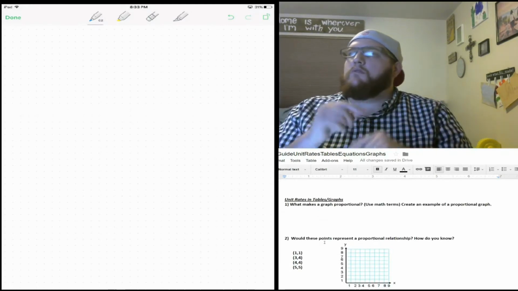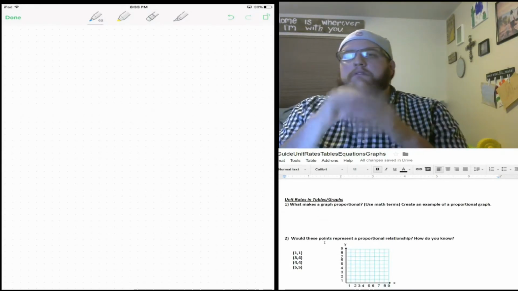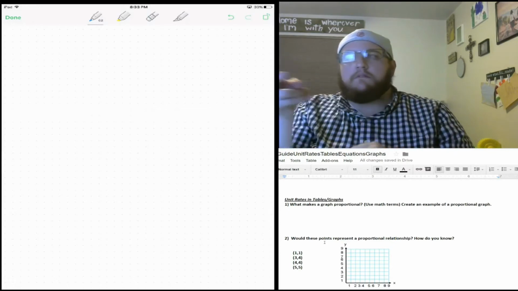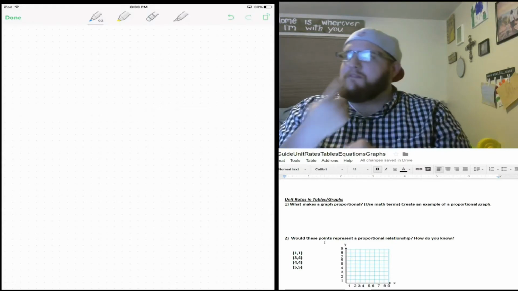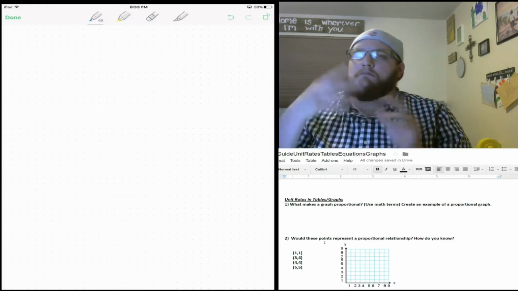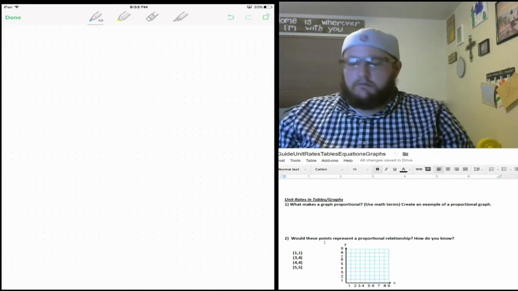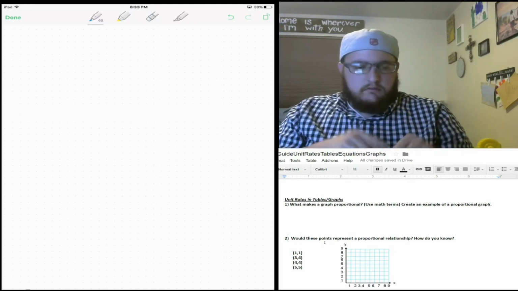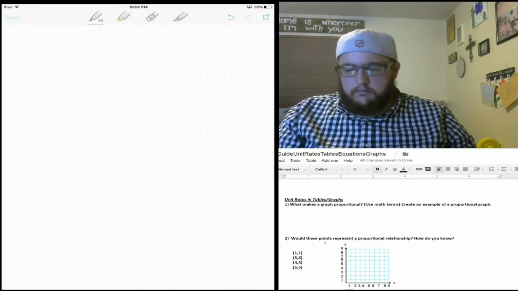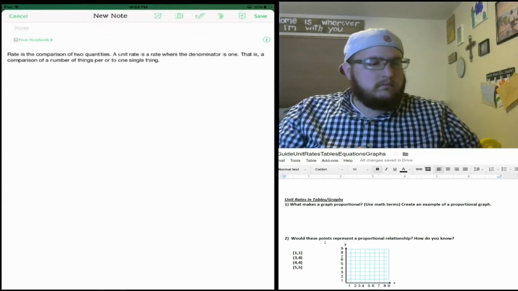Okay, the next page of our study guide talks about unit rates in tables and/or graphs. So the first question says, what makes a graph proportional? Use math terms, and then create an example of a proportional graph.